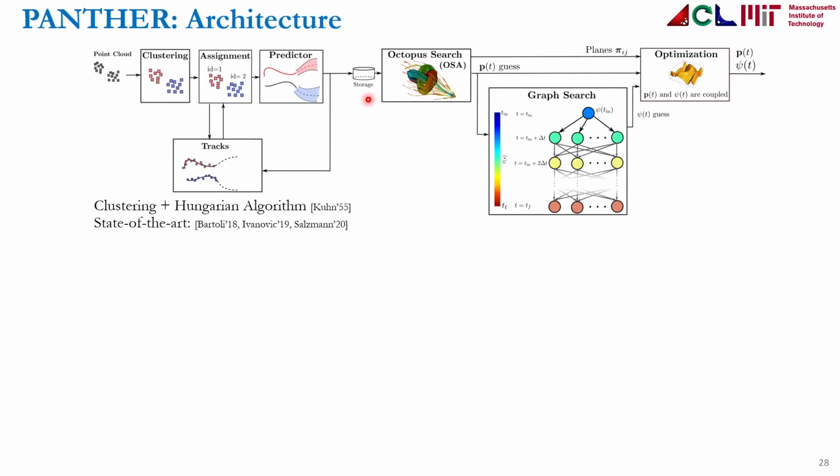So in terms of the architecture, we have the incoming point cloud over here, and then we have all these blocks whose task is to predict the future trajectories of the obstacles. Here we rely on a simple algorithm consisting of first performing clustering and then running the Hungarian algorithm, but we could also use other more state-of-the-art algorithms like all these ones. Once we have the predicted trajectories of the obstacles, we run the octopus search algorithm, which is the algorithm I have explained before, to obtain the position guess. This position guess will be used in a graph search to obtain the yaw guess, and then the position guess and the yaw guess will be used in the optimization.